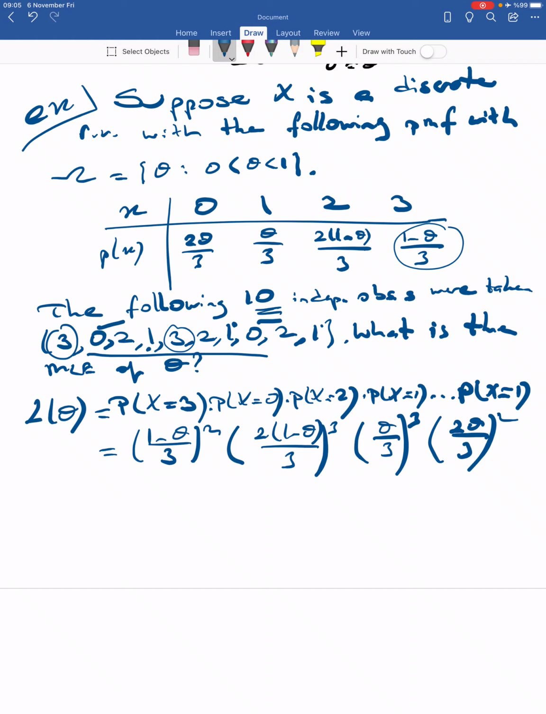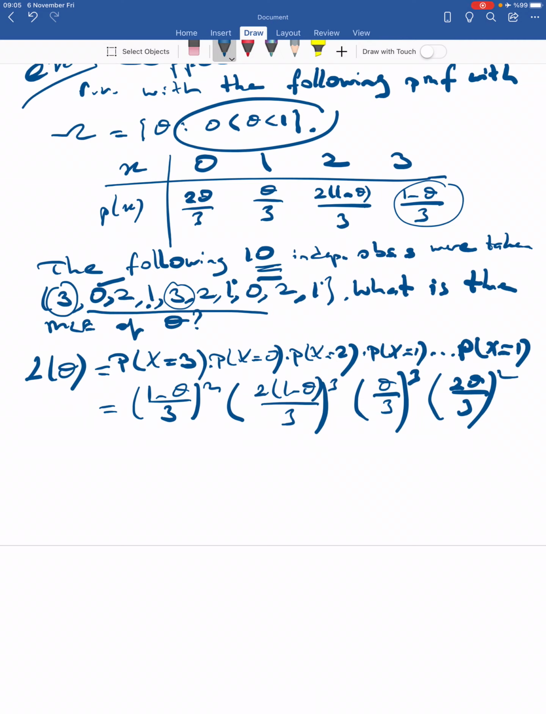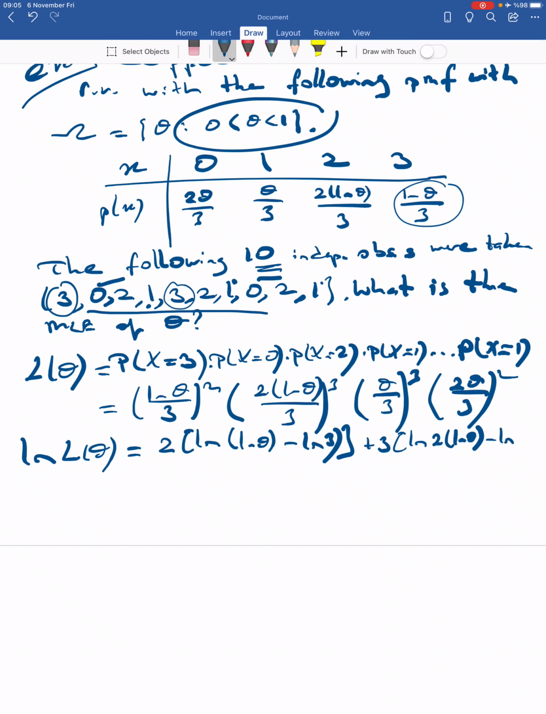Okay, let's find the log likelihood function to make our calculations easier. Here theta is a continuous parameter, so the range of theta is continuous. So let's find the log likelihood function. We have 2 times ln(1 minus theta) minus ln 3, plus 3 ln(2 times (1 minus theta)) minus ln 3, and plus 3 ln theta minus ln 3, and then 2 ln(2 theta) minus ln 3 again.